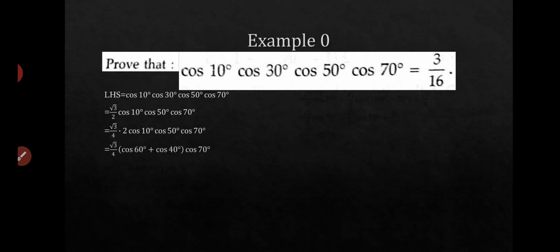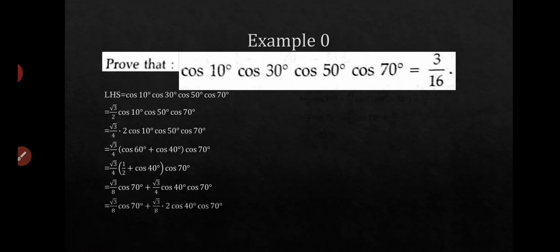Then again cos 60 is half, so if you just put it, this is what it becomes: multiply root 3 by 4 and 70, so you will come up to this step. So root 3 by 8 cos 70 degree plus root 3 by 4 cos 40 and cos 70 degree. Then in the second term, what we can do, we can apply the same thing by multiplying a 2 in the numerator and the denominator. So that is exactly what we have done.